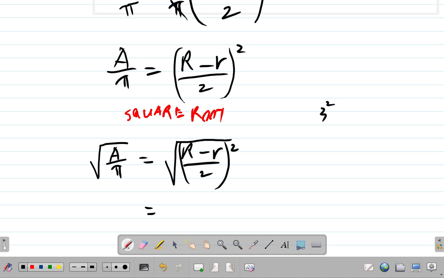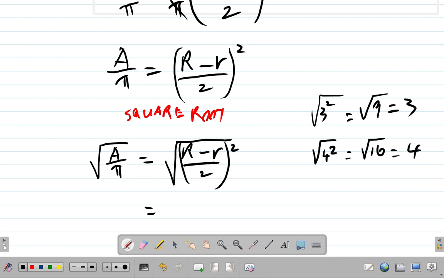For example, you have 3 squared, and the square root of it is really the square root of 9, which is what? 3. Also, the square root of 4 squared is what? 4 squared is 16, but the square root of 16 is 4, and so on and so forth. So the square root of this squared is just this itself. So what you have is big R minus small r divided by 2. And over here you have the square root of A divided by pi.